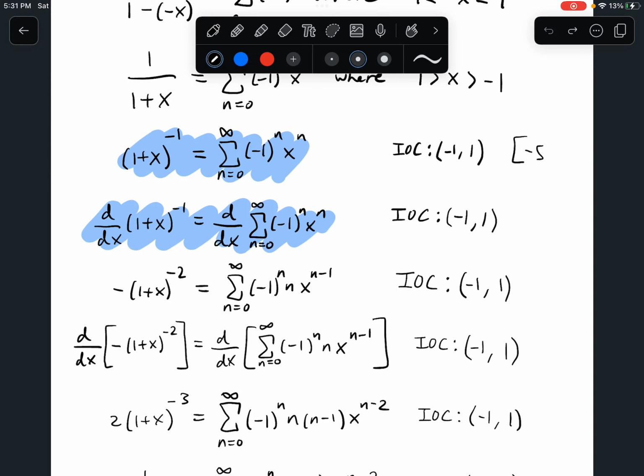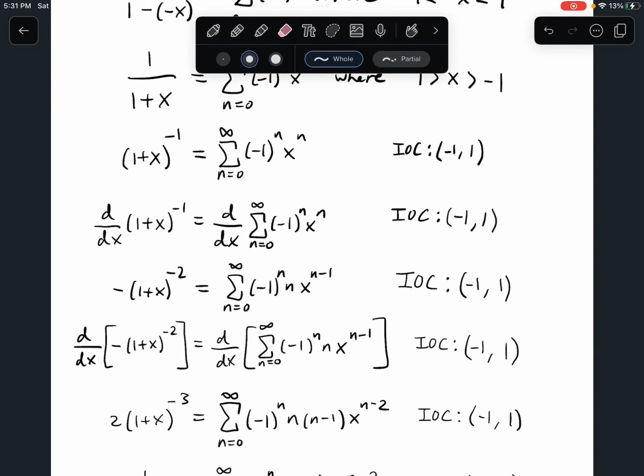Now, we're actually lucky in this case, because our interval doesn't actually contain any endpoints. So when we differentiate it, there's no endpoints to lose. So we can be confident when we're differentiating that our interval of convergence stays the same. So we're lucky in that aspect. So let's continue.